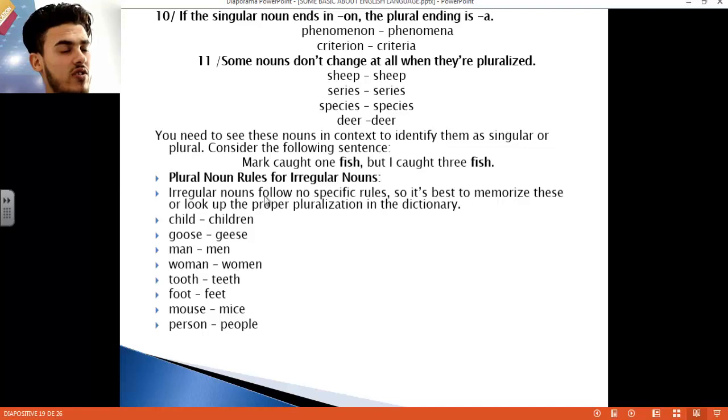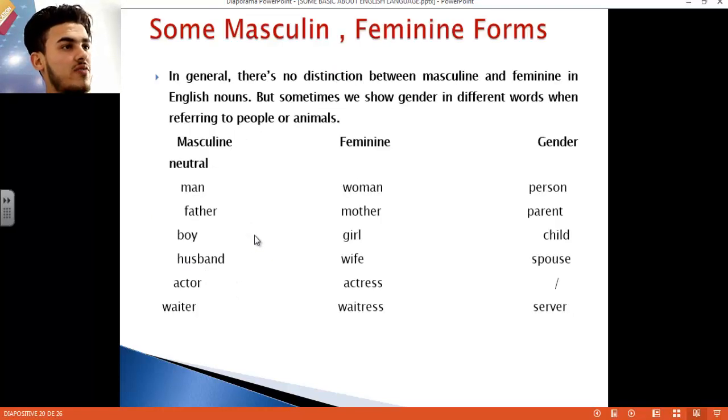Plural noun rules for irregular nouns. As we have regular nouns and rules for pluralization, we also have irregular nouns, which follow no specific rules, so it's best for you to memorize them or look up the proper pluralization in the dictionary. We have the words child, children, goose, geese, man, men, woman, women, tooth, teeth. So here there is no specific rule. There are some words which change irregularly and you have to learn them by heart.